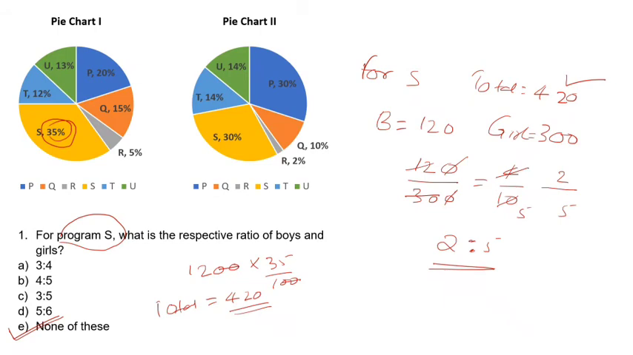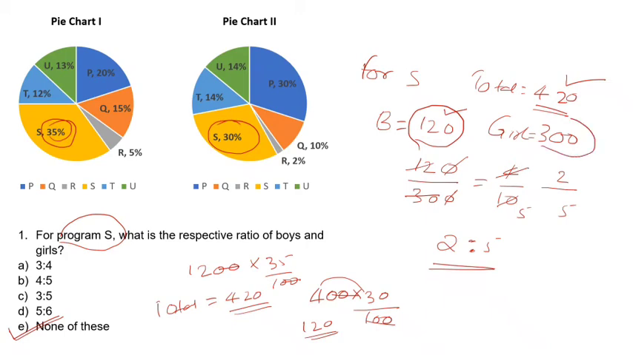But here, for S, 30% are boys. That means, out of the total 400 only, 30%. So you can cut this 0 and this 0; 30% of 400 is 120. So we have taken 120 as boys. Out of 420 total, 120 are boys, so it is understood 300 are girls.